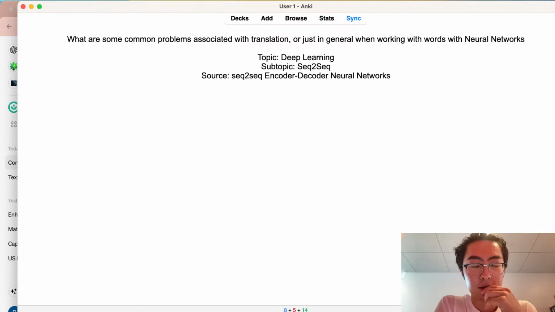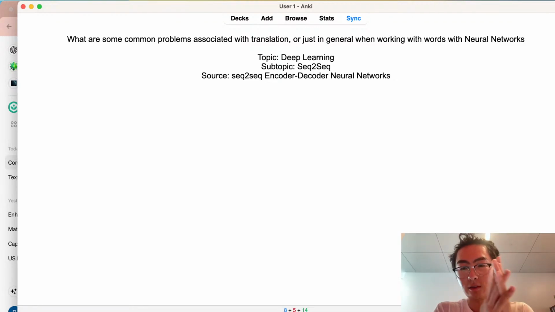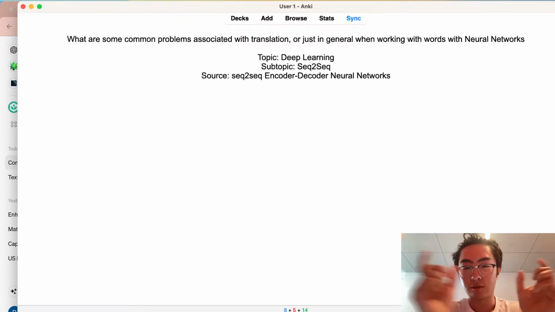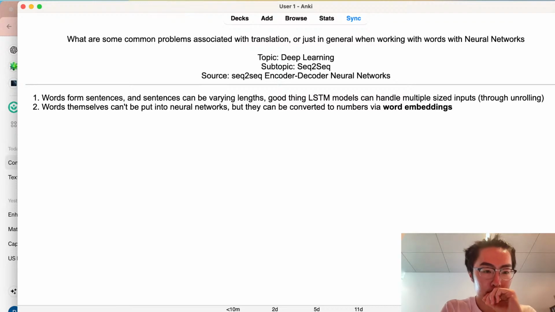Common problems associated with translation. Usually sentences in one language are different size compared to a different language. So you have different sized inputs. Yeah, and the words themselves can be put into neural networks.